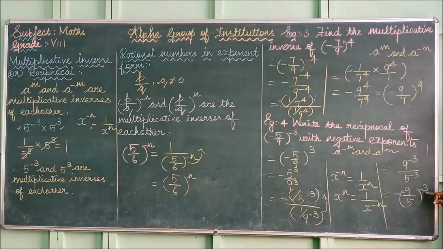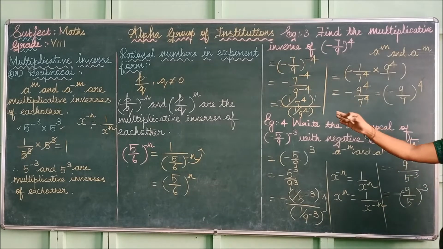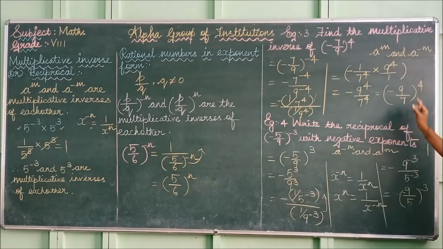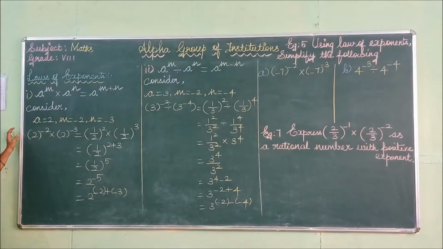Minus 9 by 5 whole power minus 3. This is our answer. So in this session you have seen about the multiplicative inverse or reciprocal with this example. Next one is laws of exponent.